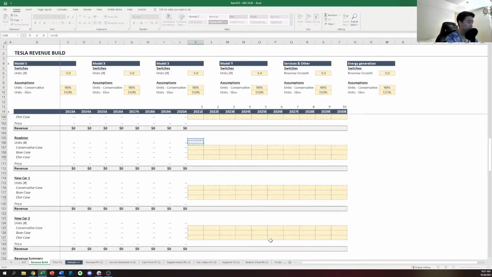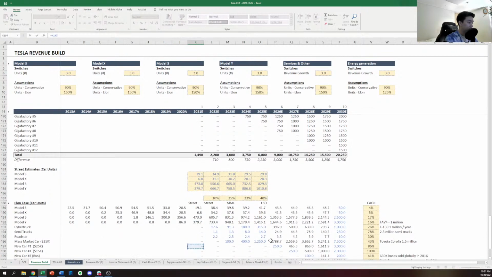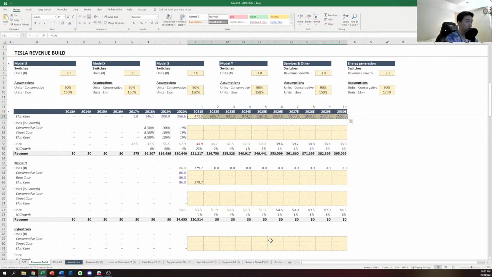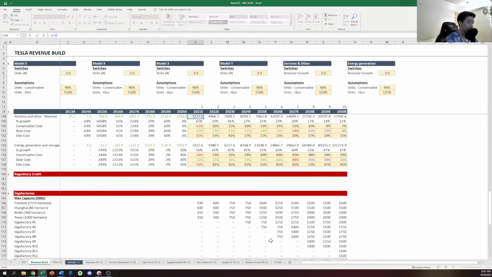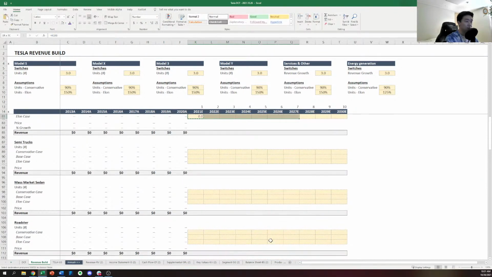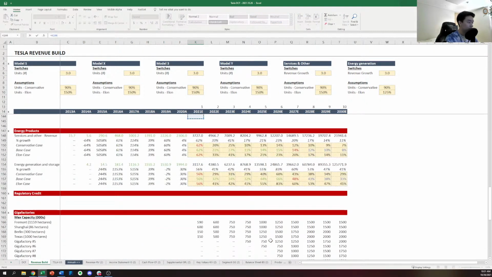Model Y. We're almost there, as in almost to our revenue figure for cars. Semis.